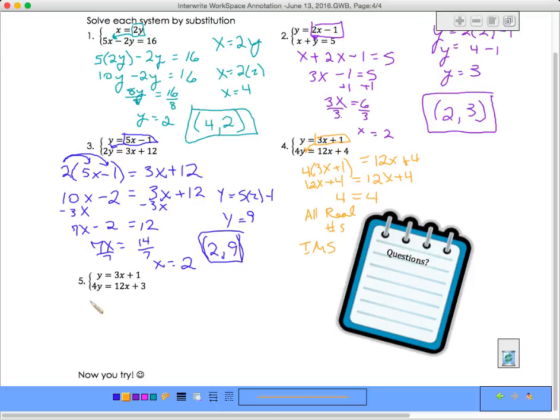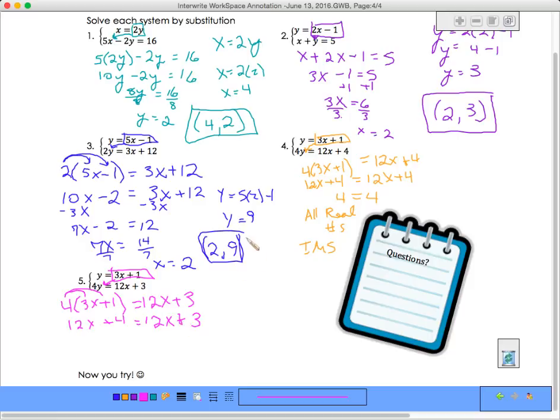Let's look at this last example here, and then I'll leave the bottom two to try on your own. And we'll go over them in class next time. So here I have y equals 3x plus 1. I'm going to put that where y is. So 4 times 3x plus 1 equals 12x plus 3. So all I did was said y equals this stuff right here. So where y is, I'm going to put this stuff right here. Remember to put it in parentheses so that you remember to distribute. I get 12x plus 4 equals 12x plus 3.